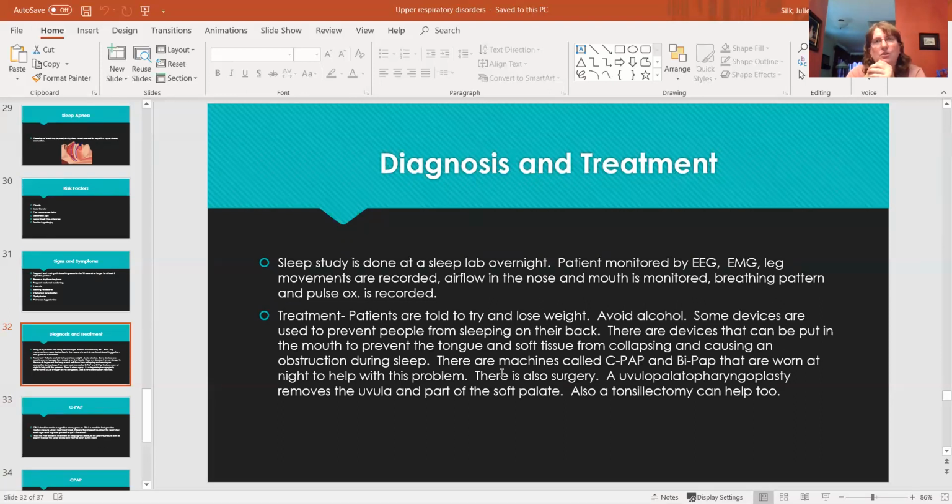And then there's also a surgery. The surgery is crazy. Look at the name of it. Uvulo-palatopharyngoplasty. Huge deal. So what they do here is they take your tonsils out, but they also remove the uvula in the back of your throat and then part of the soft palate. They shave it down. So this is a big deal, this surgery, and it can be very hard to take.